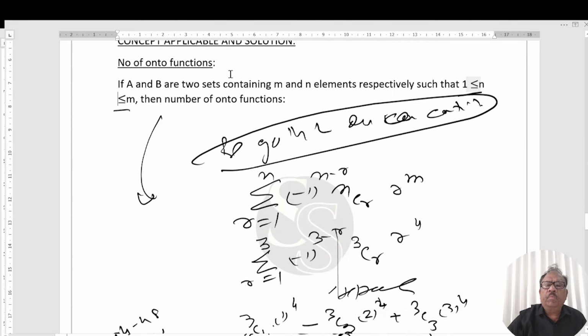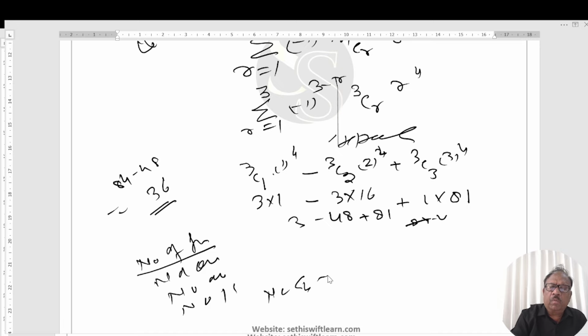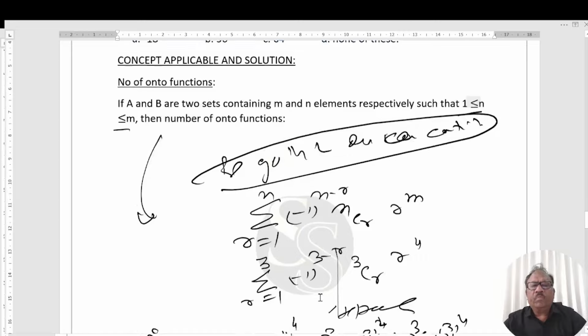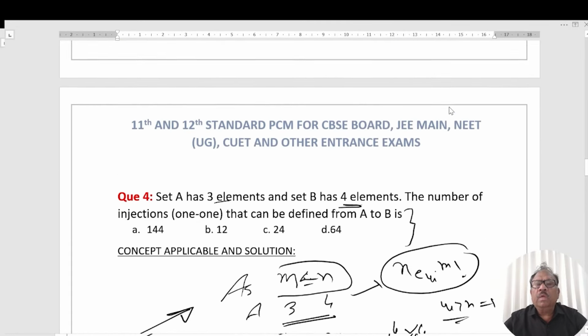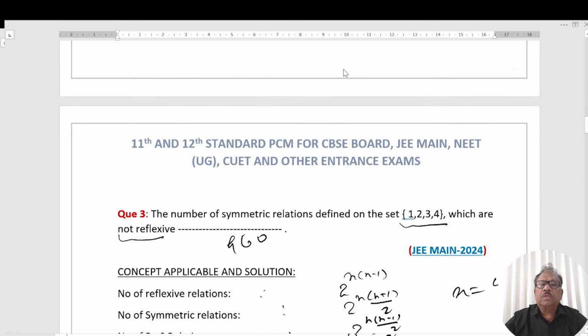Now, in the complete session, I have discussed the number of functions, number of 1-1, number of onto, number of symmetric relations, plus one more, injective. All conditions have been gone through very well. You can go through each question very carefully, and all are very helpful for entrance purposes, right?